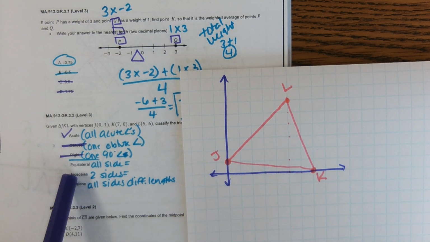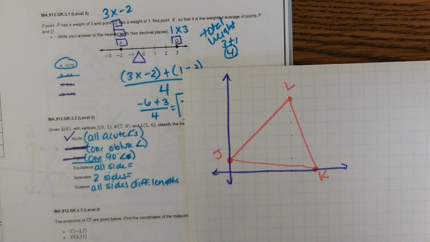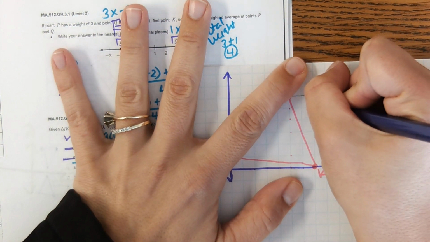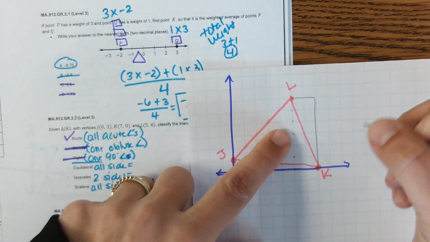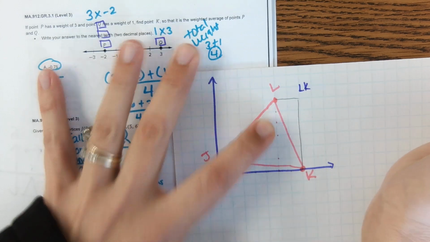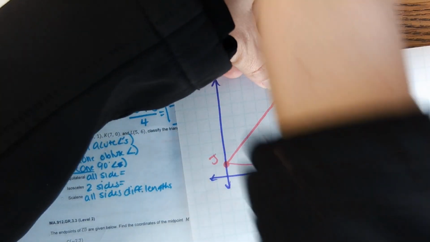By the way, it's not equilateral, so good thing we aren't going by what it looks like. So what I'm going to do is find the length of each side. I'm going to use the Pythagorean theorem to find the length of each side, starting with the length of LK. I sketched out the right triangle.